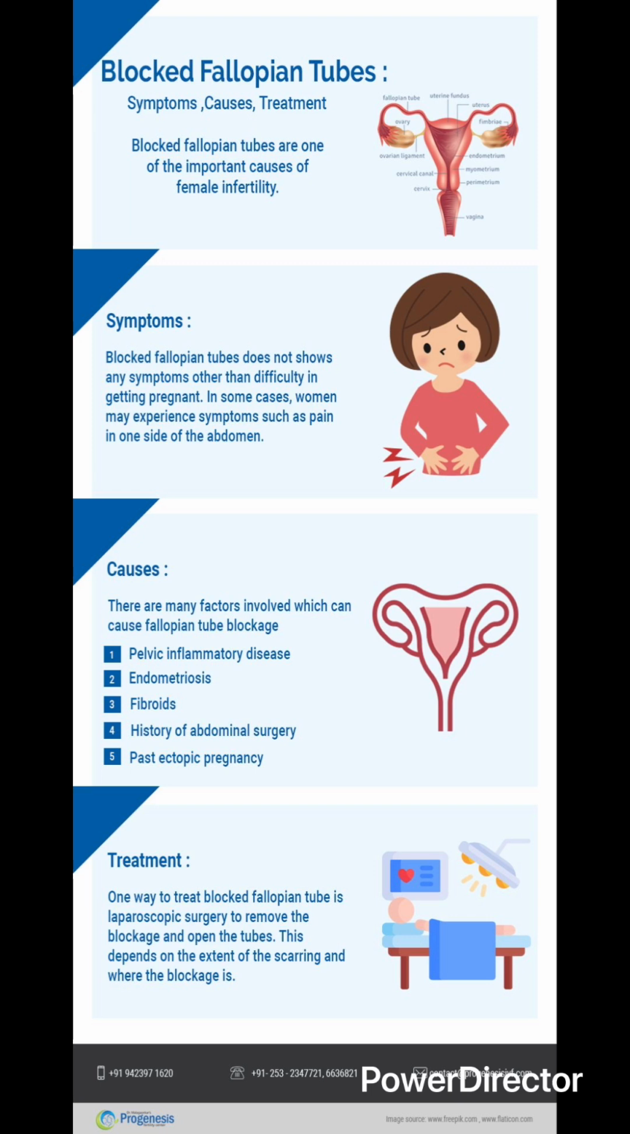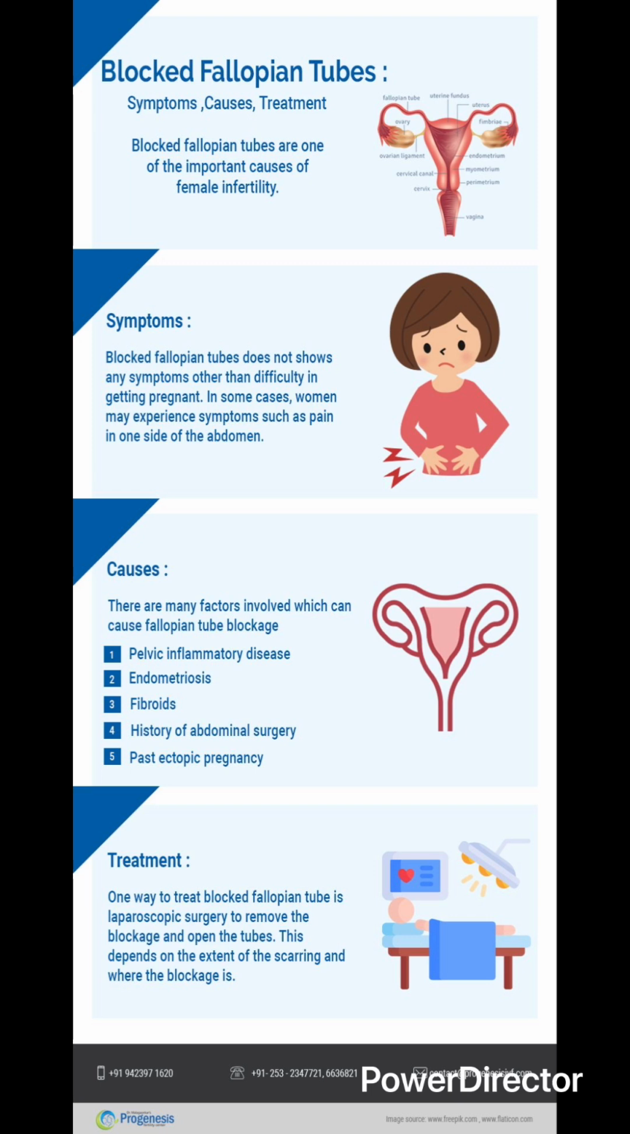Key dysfunctions of the fallopian tubes linked to infertility are: first one, tubal blockage or obstruction. Blocked fallopian tubes prevent sperm from reaching the egg or fertilized egg from moving to the uterus, leading to infertility. Causes include prior infections, pelvic surgeries, endometriosis, and previous ectopic pregnancy. So, that is about tubal blockage or obstruction.